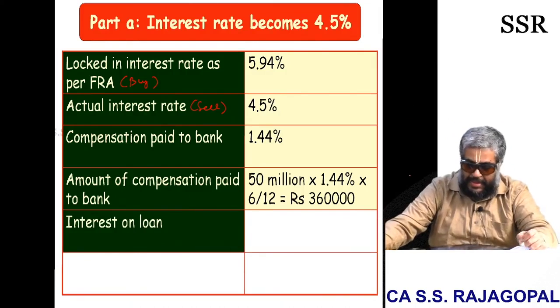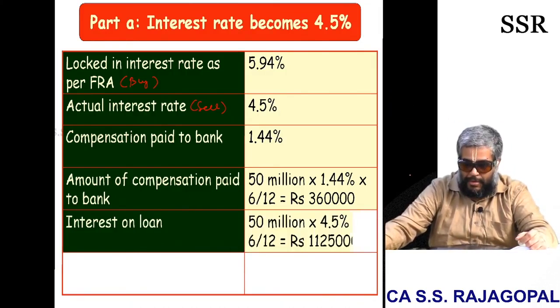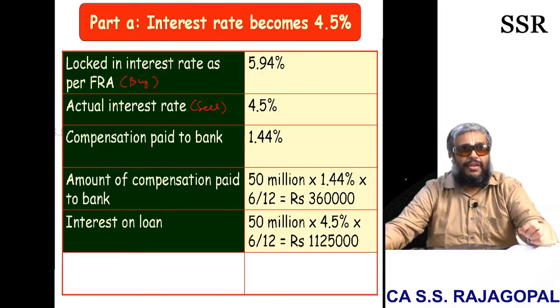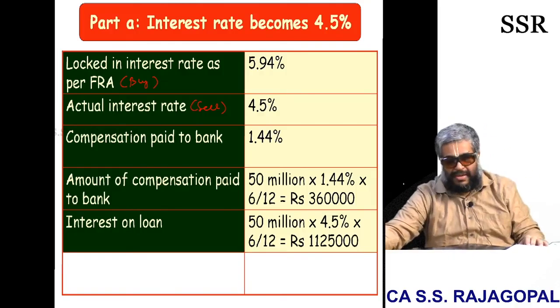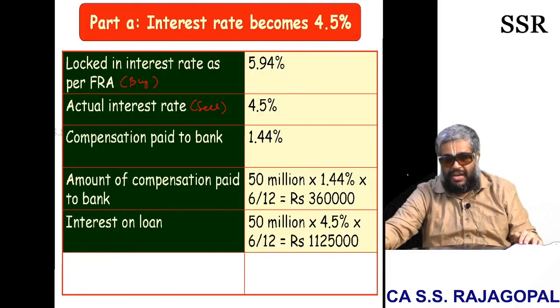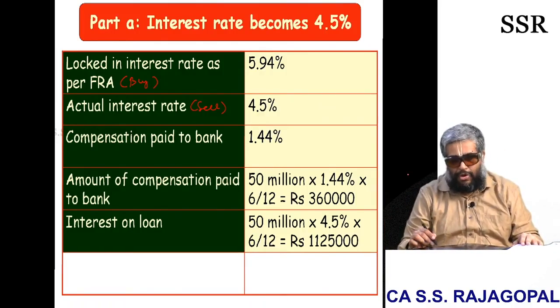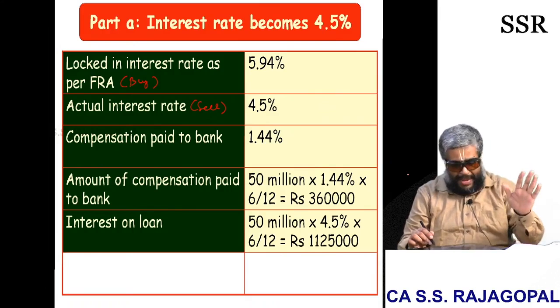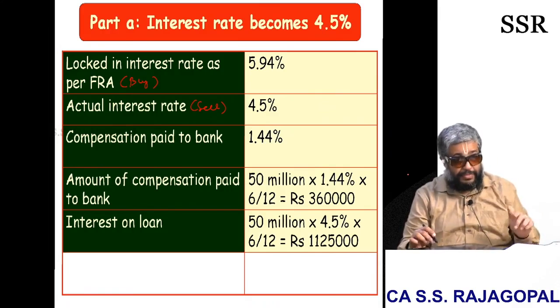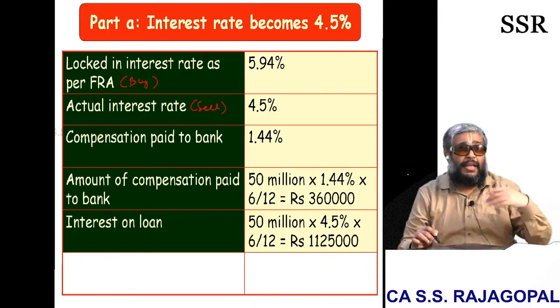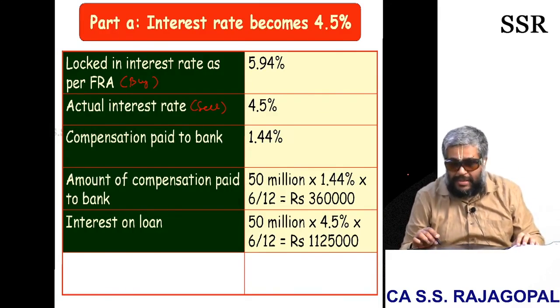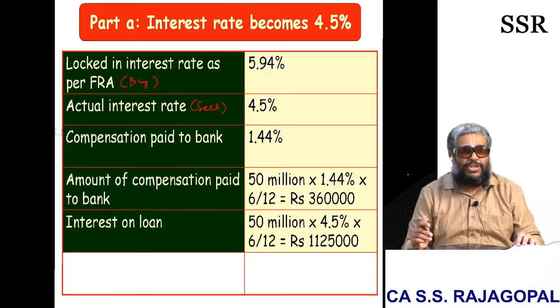Next. Interest on loan. 5 million into 4.5% into 6 by 12 is equal to 11,25,000. So I borrow money at 4.5% interest. My interest payment is 11,25,000. But in the FRA leg, I am just losing 3,60,000 as compensation to be paid.